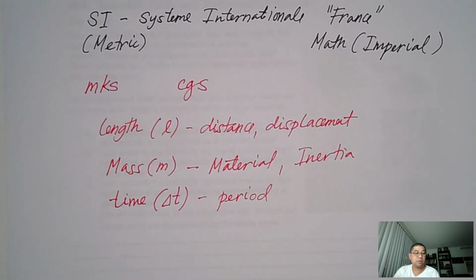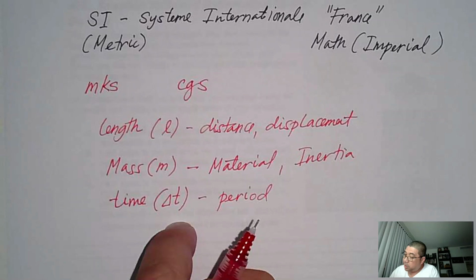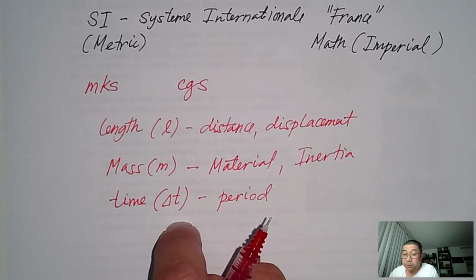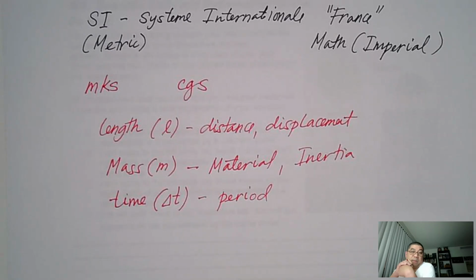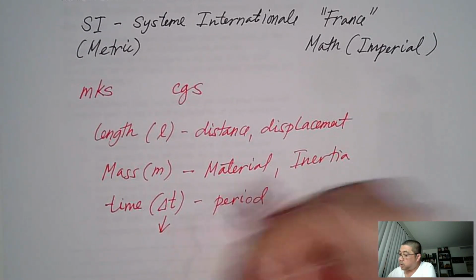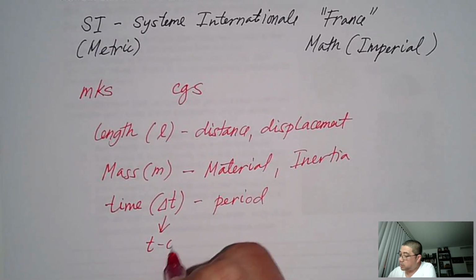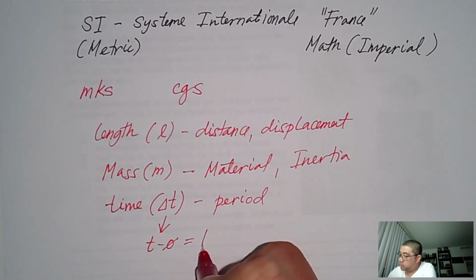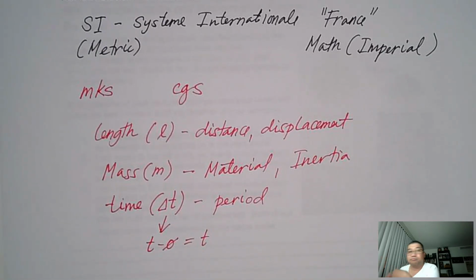However, when you change time, it always starts at 0. So if you subtract the initial time, that will give us 0. So sometimes we just use t. The shortcut for this one is going to be t minus 0, so therefore it will still be equal to t. So these are the basic or the fundamental units or physical quantities that we measure.